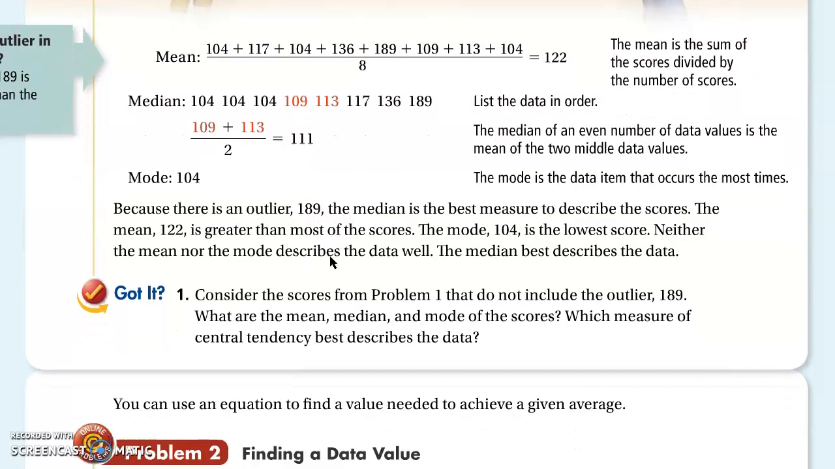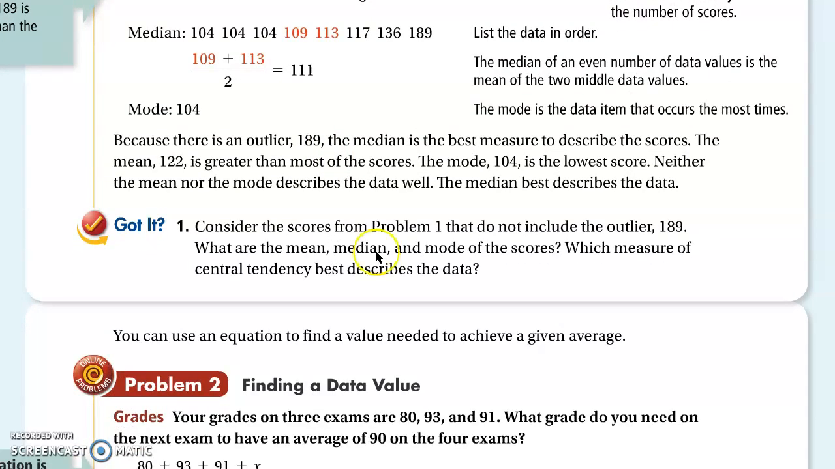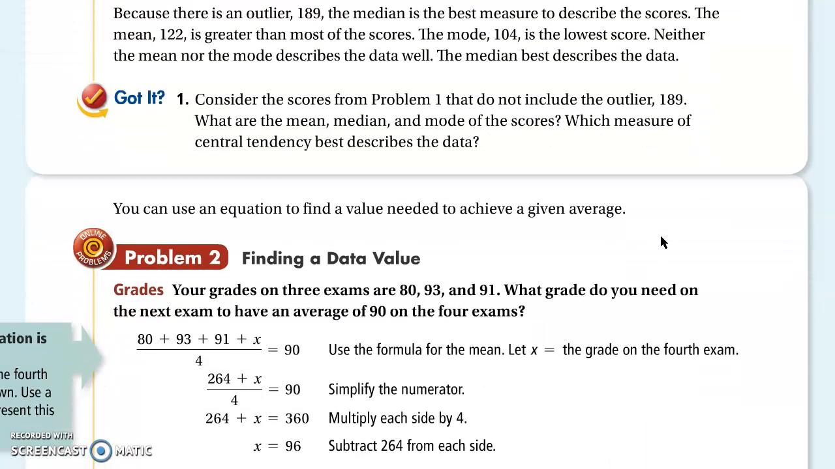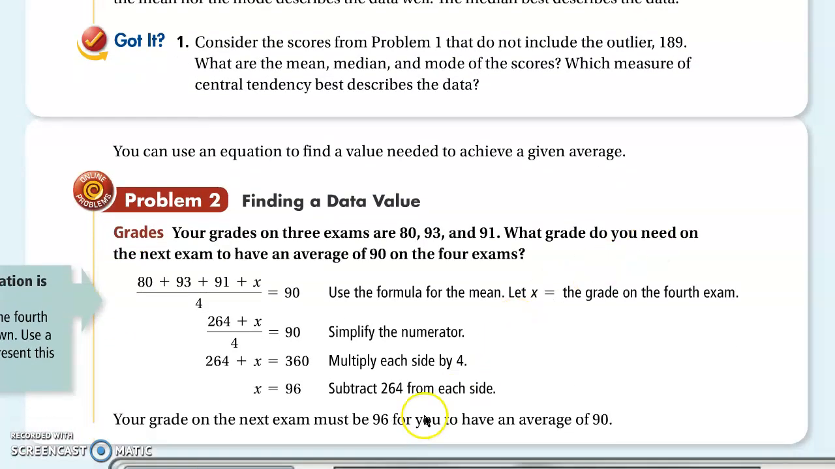All right. In that case, the mean might be the best way to do it because it doesn't include the outlier. Cool? Cool. All right, now let's go ahead and apply some algebra to this thing.